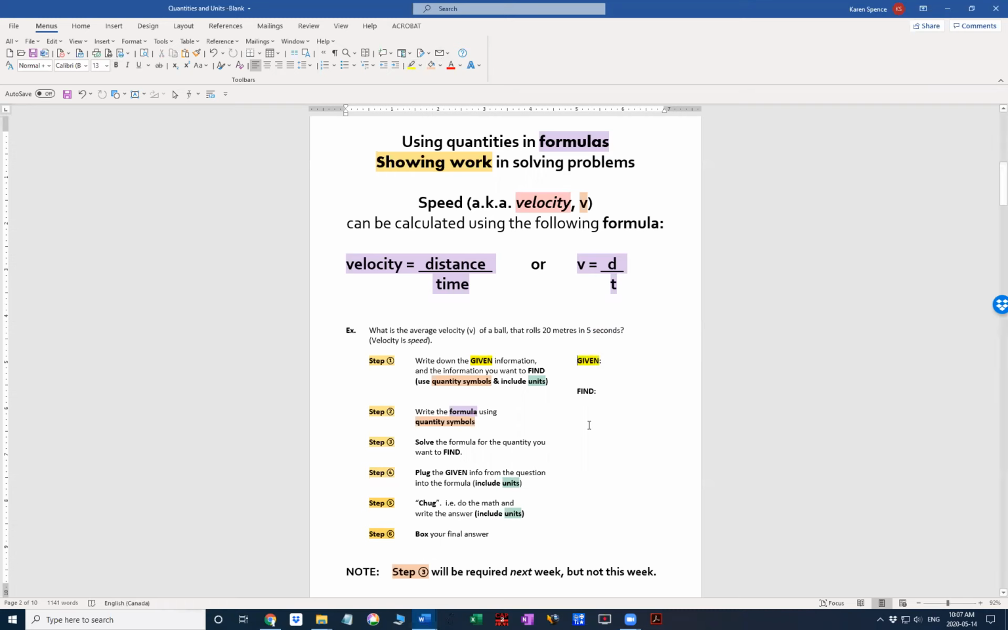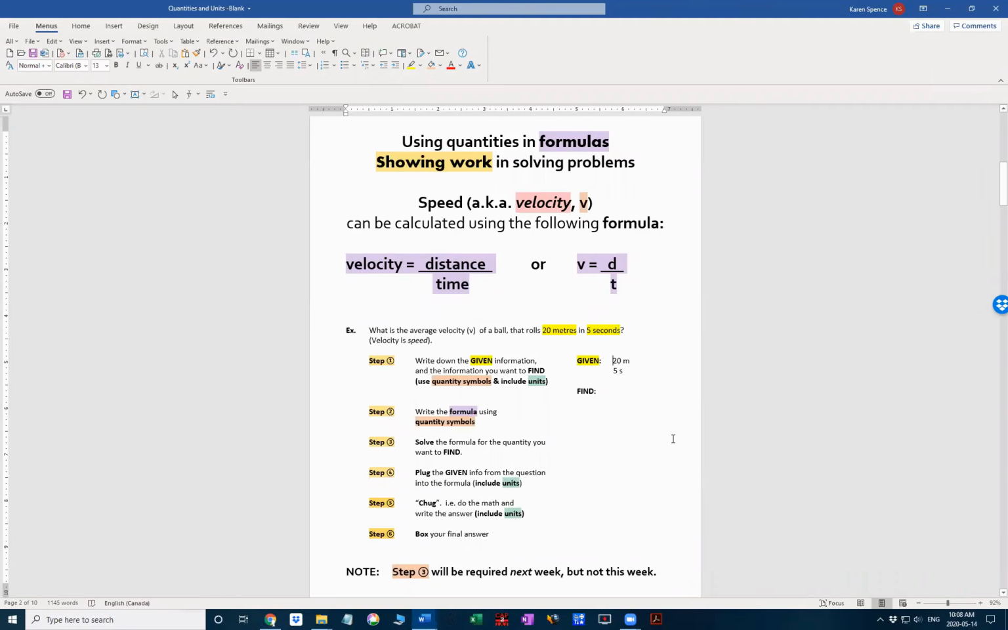So let's go up to the question and, oh, look, we are given the number 20. So you're going to look for numbers when you're looking for given information. You're going to say, I'm given 20 meters and I am also given 5 seconds. And you're not just going to write 20 meters and you're not just going to write 5 seconds. You're also going to relate that to what quantity you're measuring.